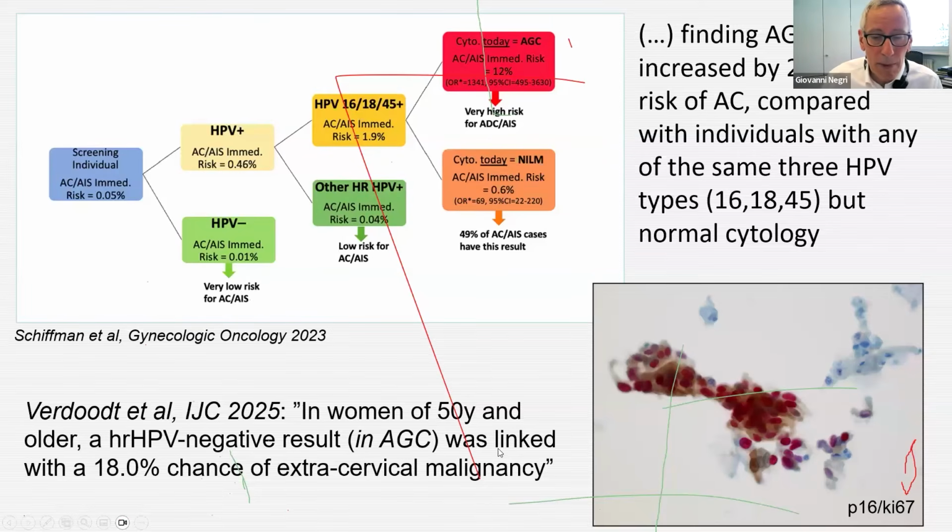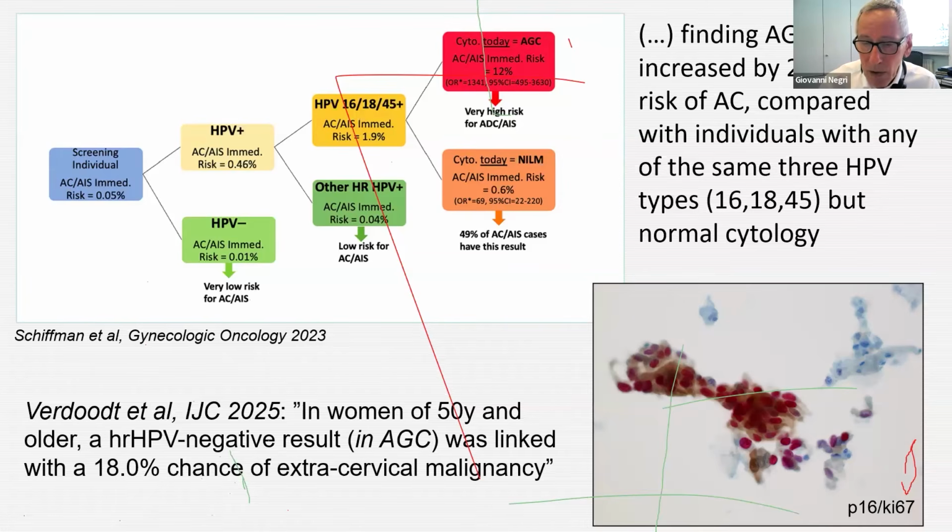But what's important to remember is that not all adenocarcinomas, not all cancers in the cervix are actually HPV positive. For example, if you look at atypical glandular cell cases in women that are 50 years and older, even if you have an HPV negative result, you have a high percentage of extracervical malignancy. So some of these cases are going to be extracervical cancers, and they are HPV negative.